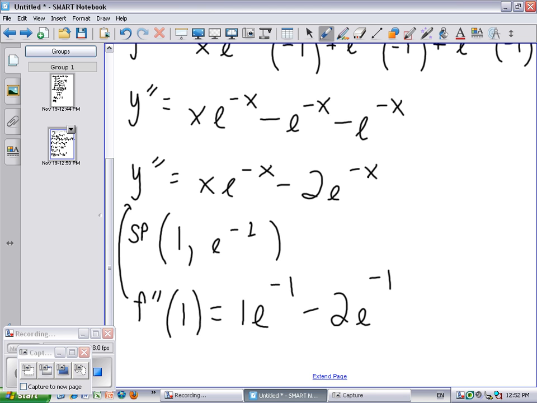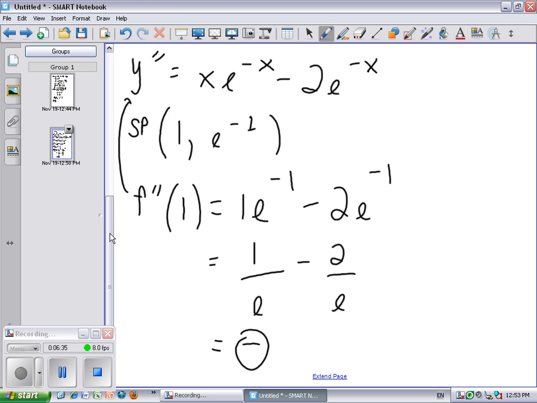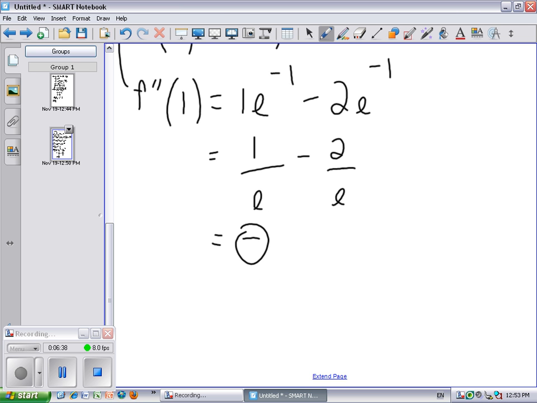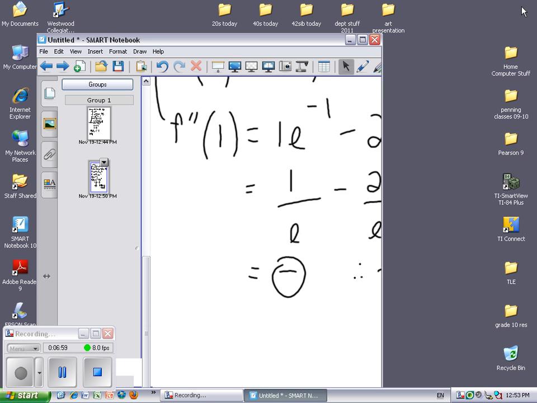So as you can see, we can rewrite that as 1 over e minus 2 over e, and that results in a negative value. So recall that if the second derivative at the stationary point is negative, less than 0, it must be a max. Okay, and you need to state that. So just to double check to make sure that the graph supports our findings, I want you to get in the habit of double checking these answers on your calculator.